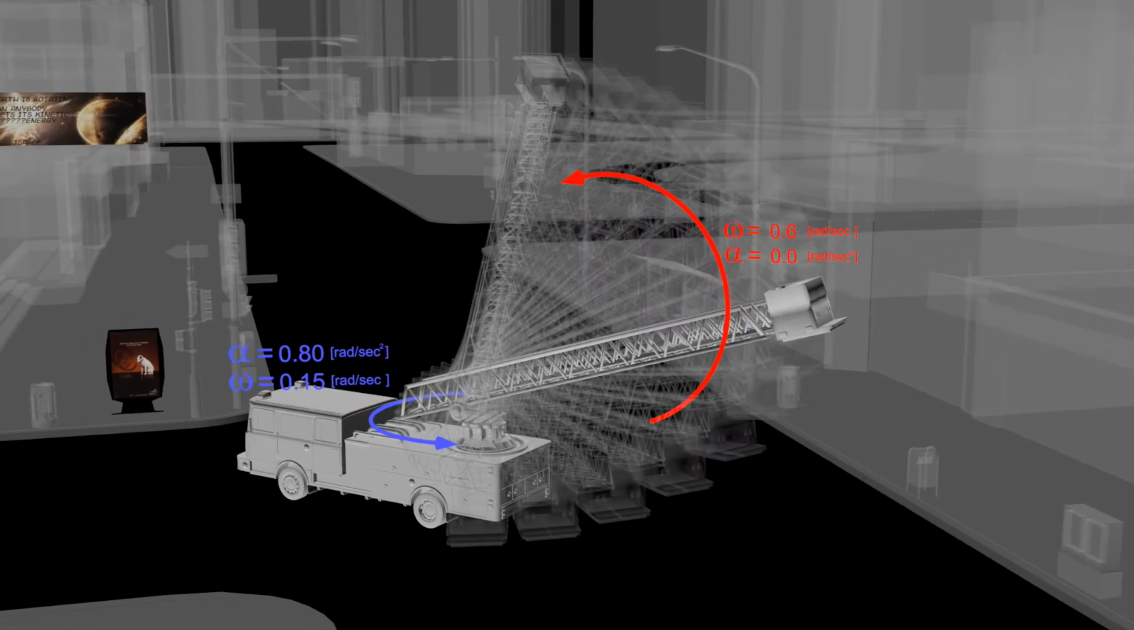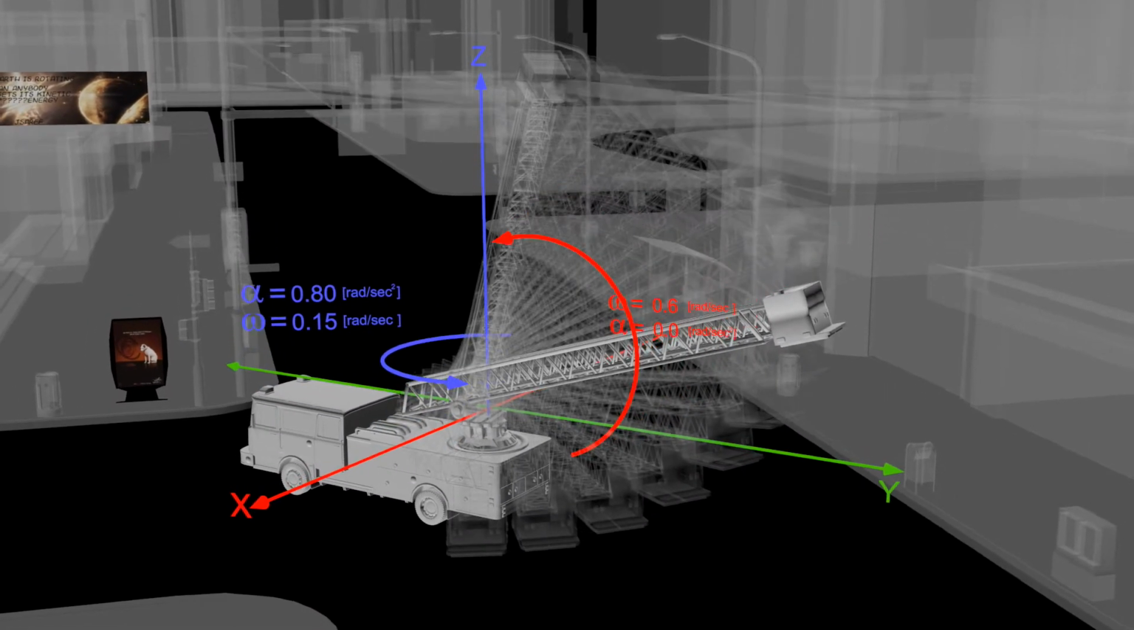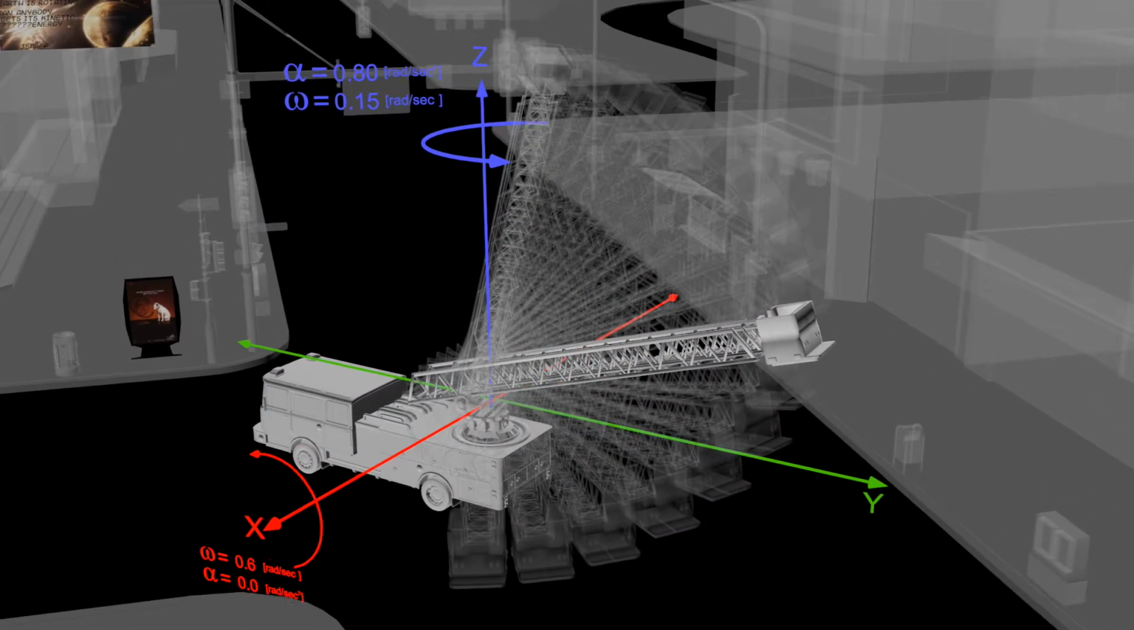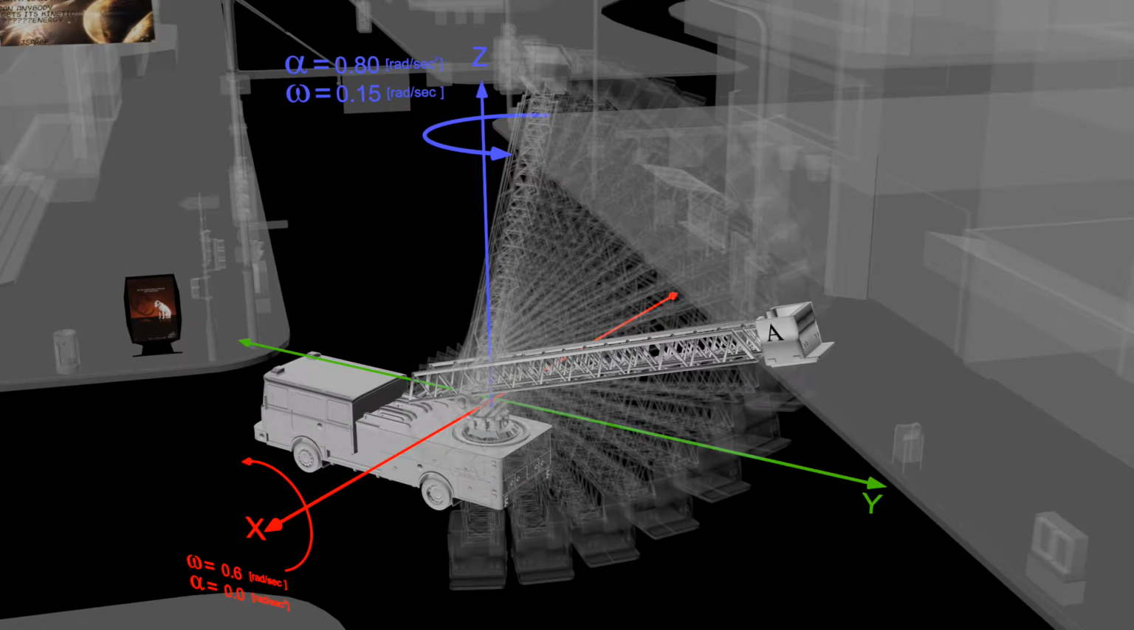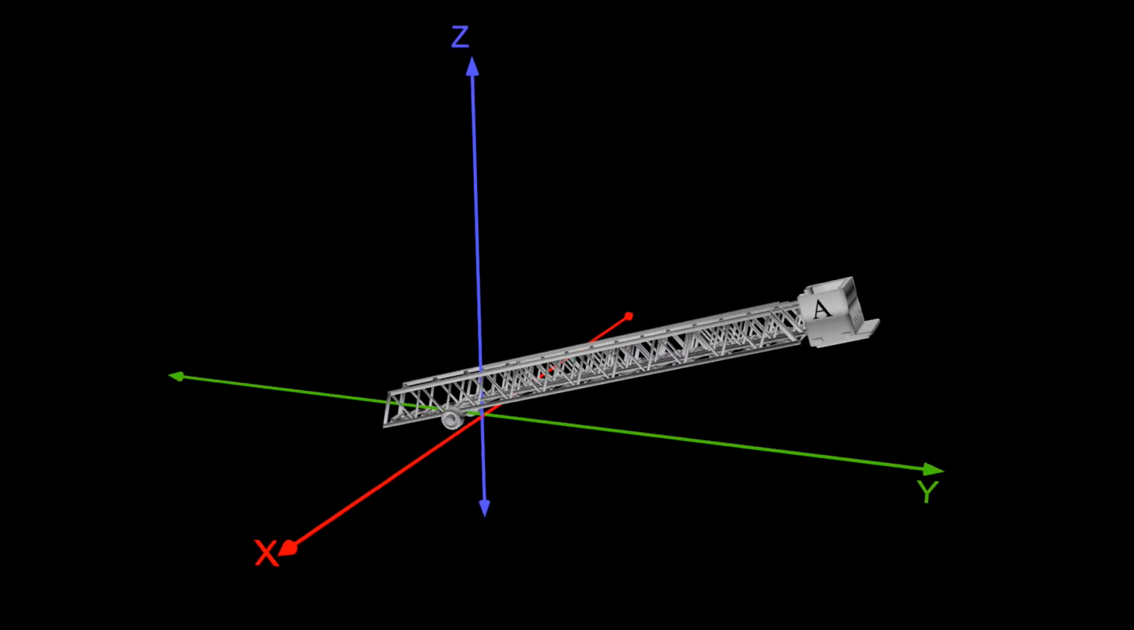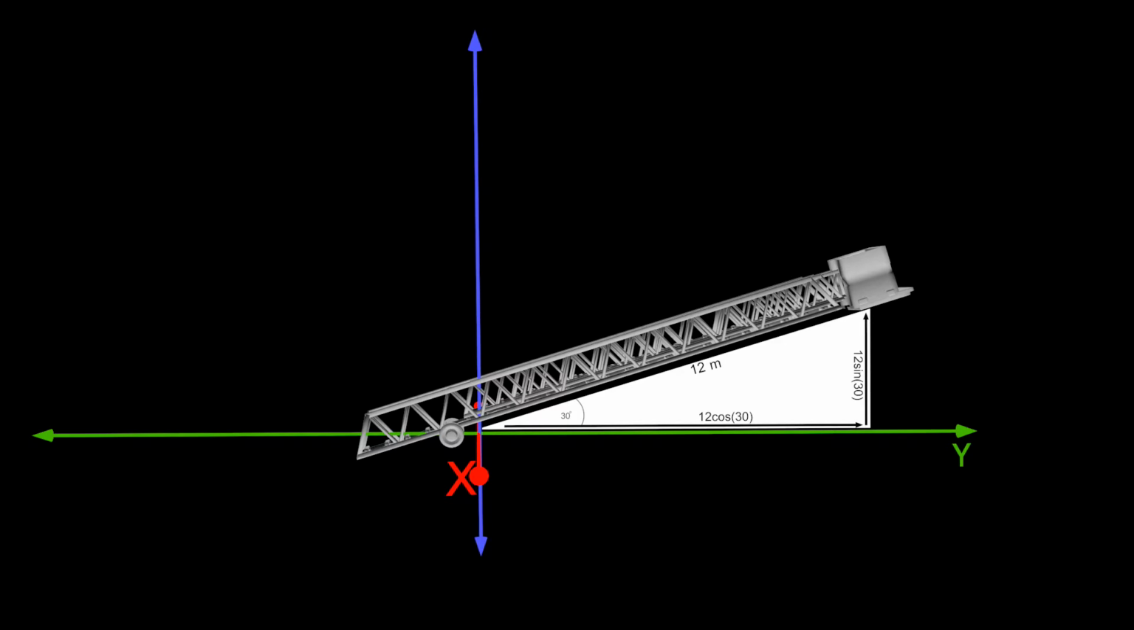The first step to solve this problem is to start by setting up appropriate 3D coordinates. And the problem we have here is to find the velocity and acceleration of the top point of the ladder. Let's give it the name A.